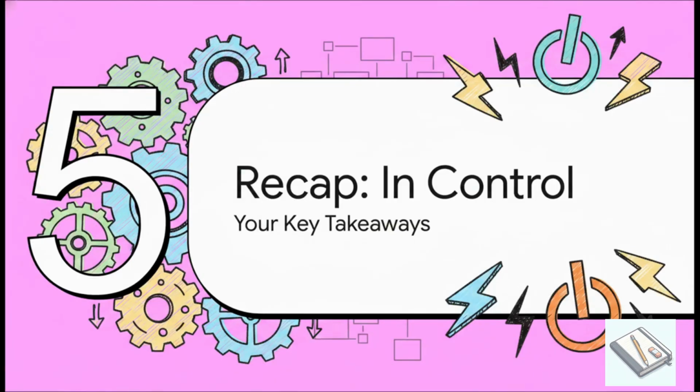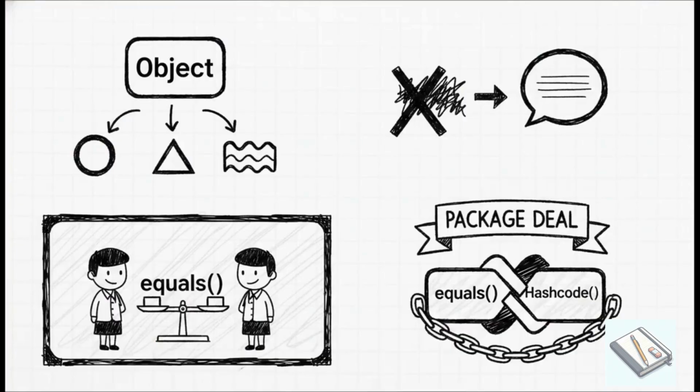The Object class gives us a starting point, but the real power comes from knowing when and how you need to step in and take control. So here are the four big takeaways. First, everything in Java inherits from Object. Second, override toString to make your life easier when you're debugging. Third, override equals to define what sameness means for your objects. And finally, the most important one, whenever you override equals, you must also override hashCode. They're a package deal. Don't separate them.